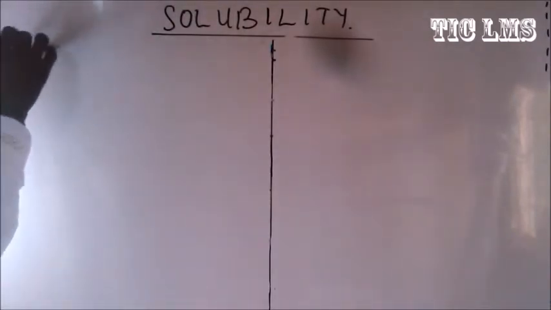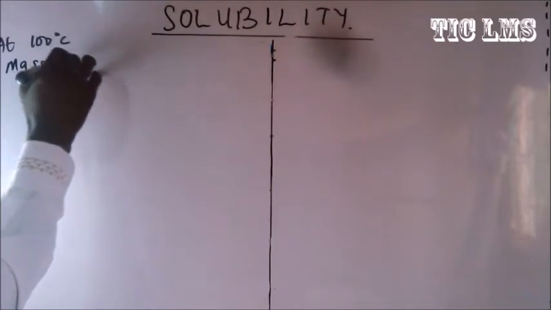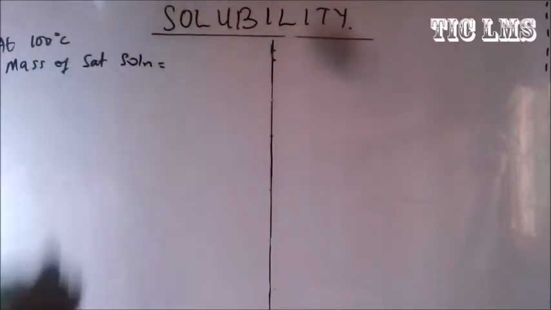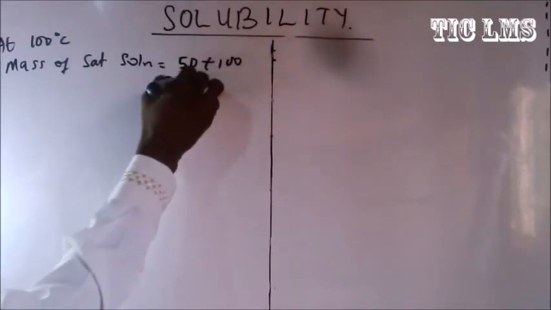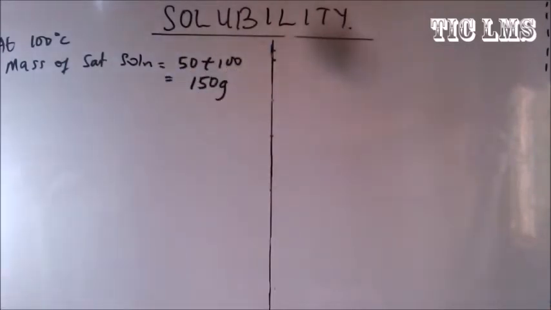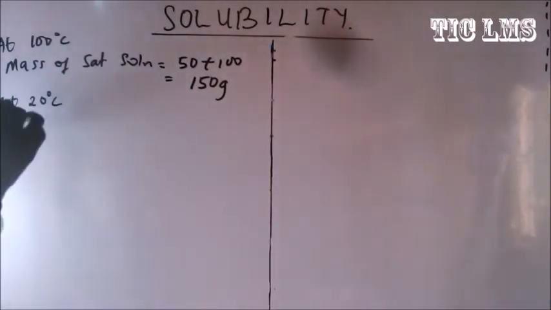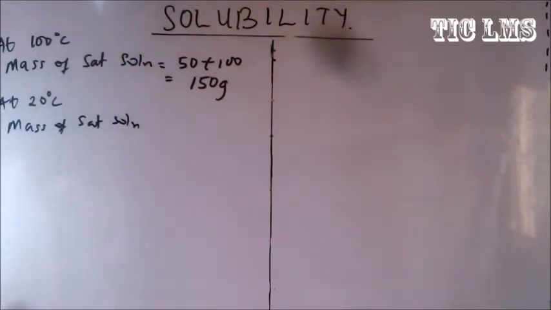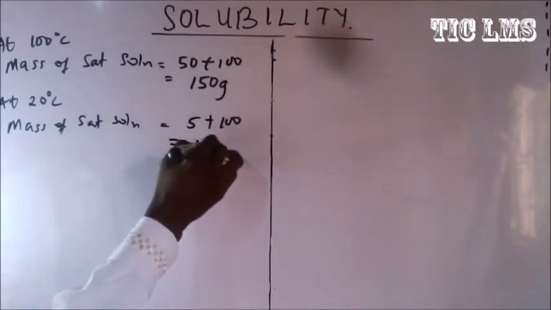So at 100 degrees Celsius, the mass of the saturated solution is equal to the mass of the salt in it plus the mass of the solvent, which is 50 plus 100, and that gives 150 gram. Then at 20 degrees Celsius, the mass of the saturated solution of copper(II) sulfate pentahydrate is equal to the mass of the salt inside it plus the mass of the solvent, which is 5 plus 100. So we have 105 gram.